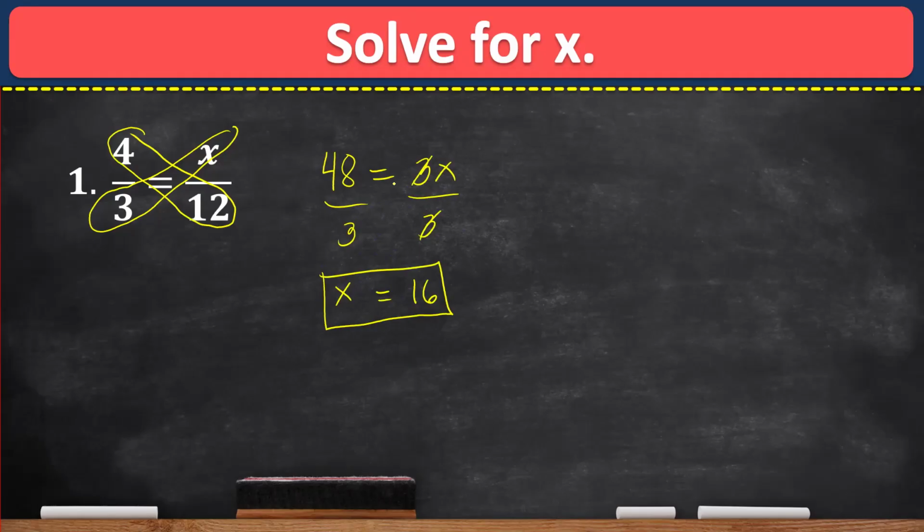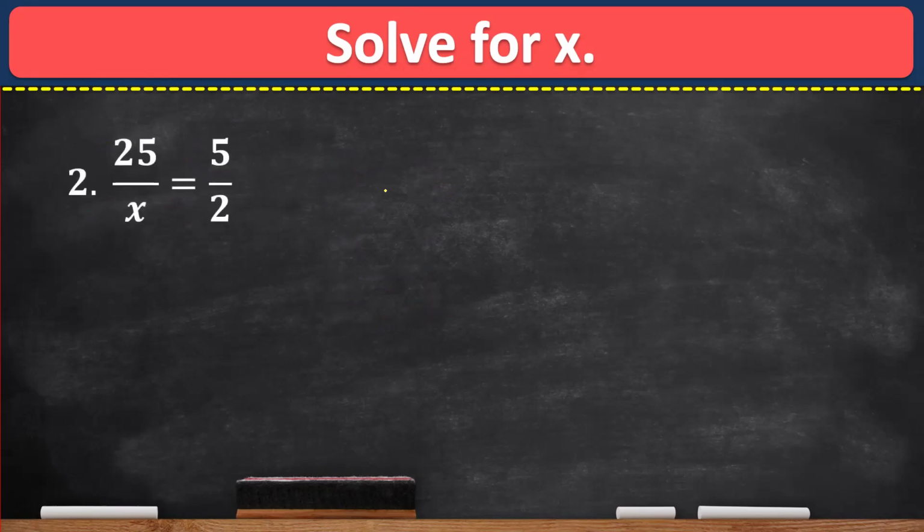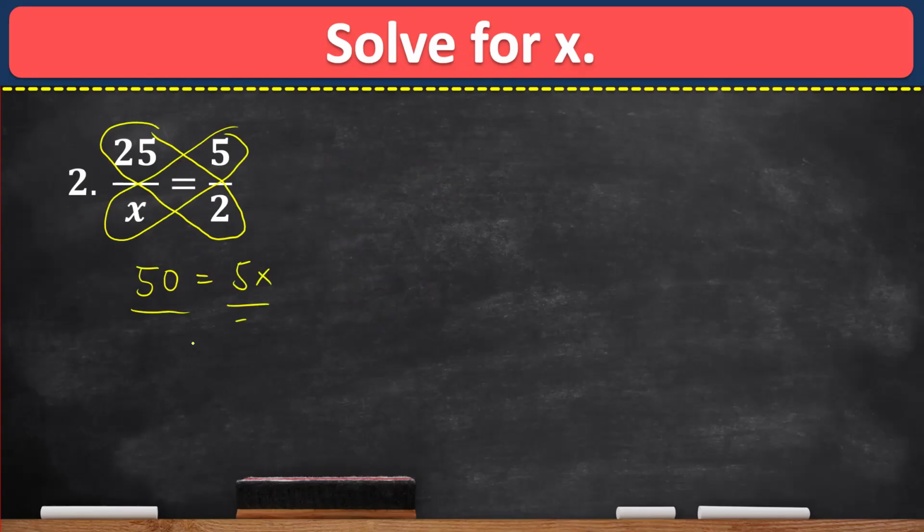Yung property na pwede silang pagbaliktarin, that is the symmetric property. Next, we have 25 over x equals 5 over 2. So cross product again, cross multiply. So we have 25 times 2, that is equal to 50, equals, so x times 5, that is 5x. Solve for x, divide both sides by 5. So x is equal to 50 divided by 5, which is 10.